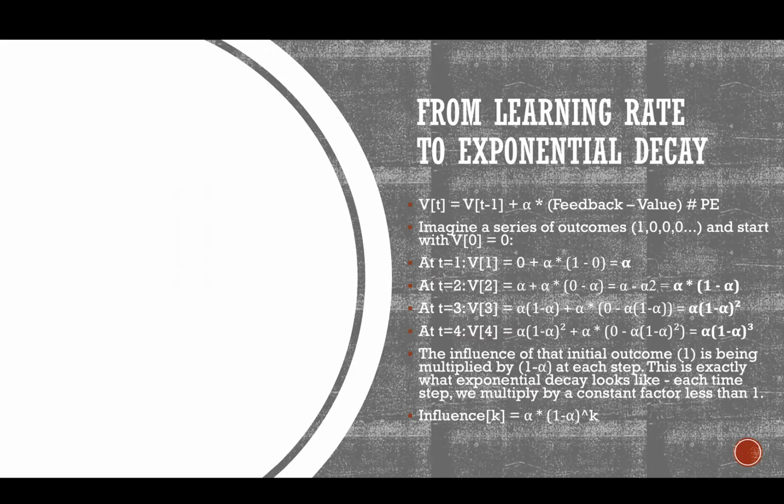Then we use this to replace the expected value, because it's the new expected value. So at time 3, this expected value has to be summed to the learning rate times 0, the feedback, minus the expected value, this thing. We can solve from that, and then we get that the result is alpha times 1 minus alpha to the power of 2.